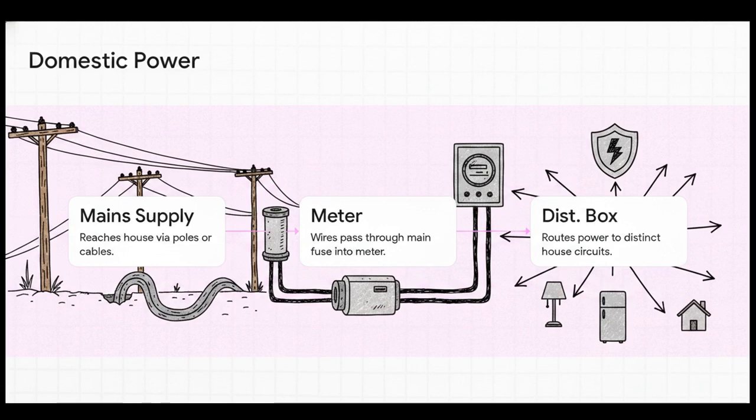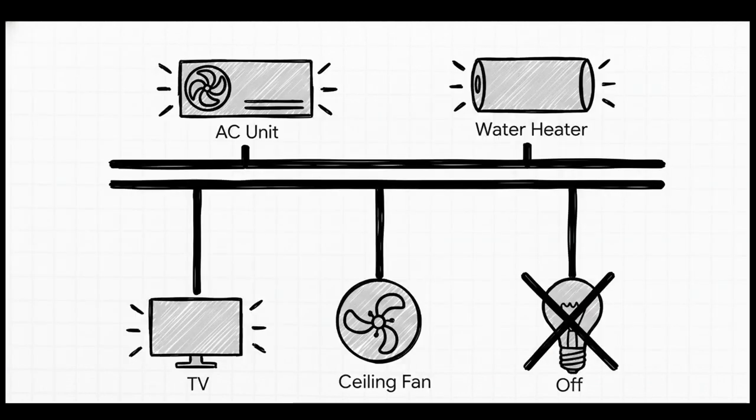Step 2. Before it can power your TV, it has to pass through a main fuse and your electricity meter, so the power company can actually bill you. Step 3. It hits your home's distribution box. This acts like a super efficient traffic cop, routing that massive energy into distinct, manageable, separate circuits throughout your house. Inside the walls, we split the load. We use heavy-duty 15-amp circuits for power-hungry stuff like water heaters and standard 5-amp circuits for basic lighting.